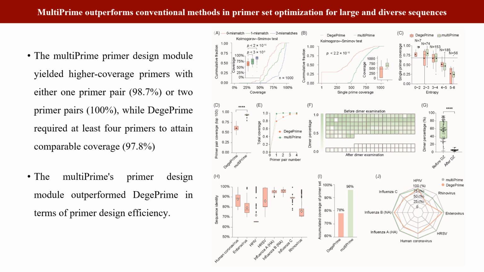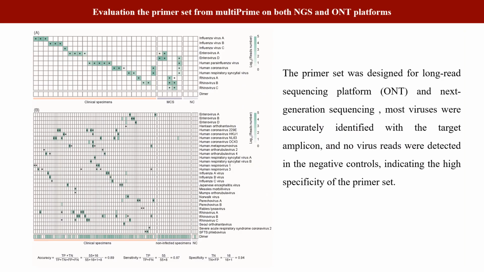This advantage was even more pronounced when comparing combinations of primer pairs. Furthermore, the multiPrime primer design module outperformed DG-Prime in terms of primer design efficiency. The primer set was utilized to amplify PCR products from 30 clinical specimens and 3 negative control samples. Then the product was sequenced using a long-read sequencing platform.